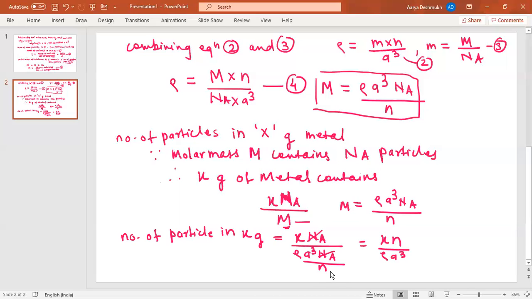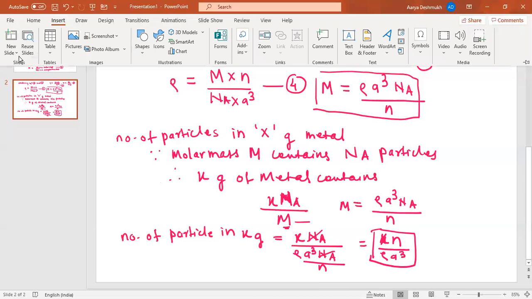Isn't it? So number of particles can be calculated by using this equation, x grams of metal into number of particles divided by density into volume. So this is the next equation we got here. So all these things will be needed while solving the problems based on this.